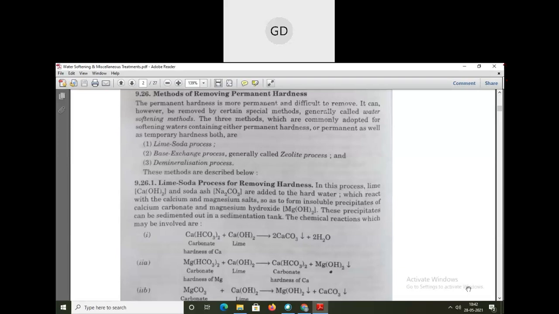There are some methods to remove the permanent hardness. Number one is the lime soda process, number two is the zeolite process, also called the base exchange process, and number three is demineralization. From these, number one and number two are important. You can study number one and number two.